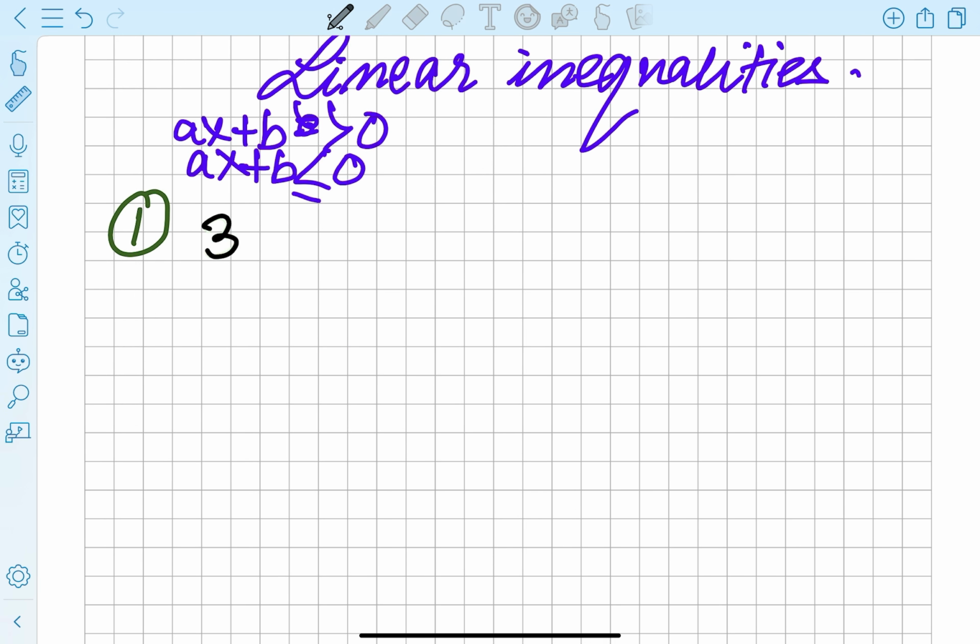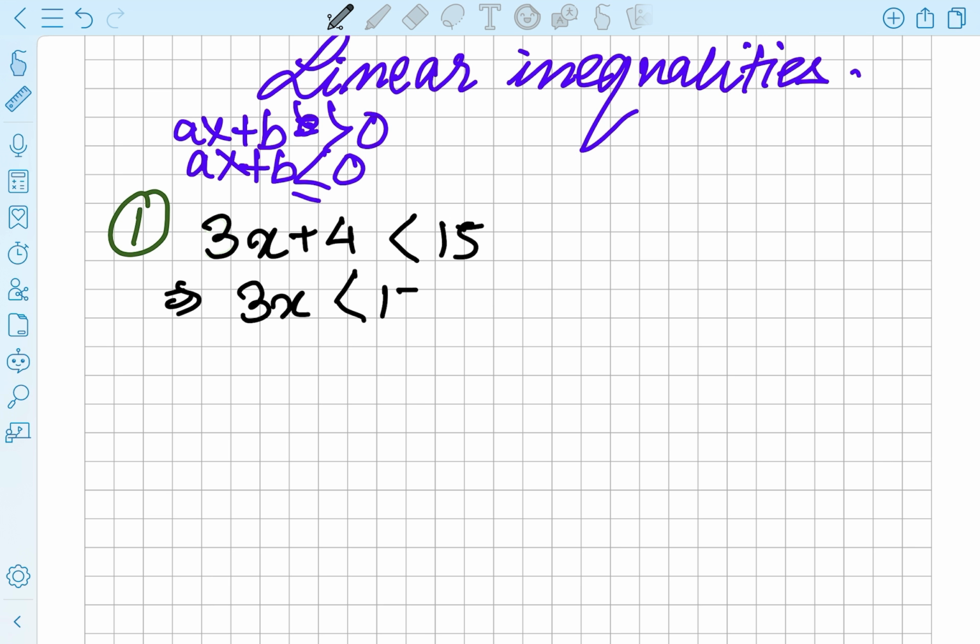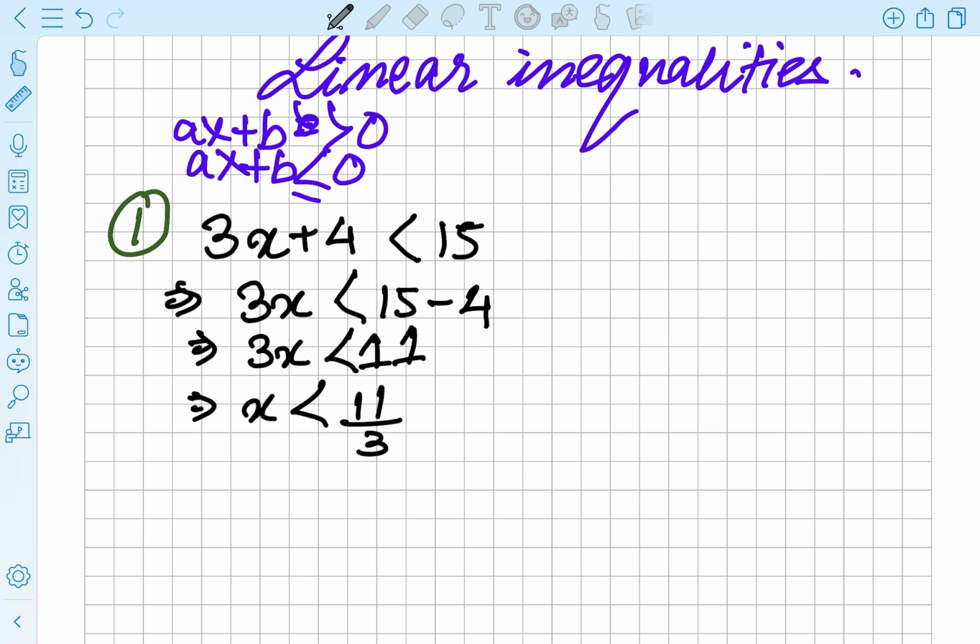Say 3x + 4 is less than 15. Again, the same rules as a linear equation apply. Bring the 4 over here, so 3x < 11. Then x < 11/3, or you can say that x is less than 3 and 2/3.